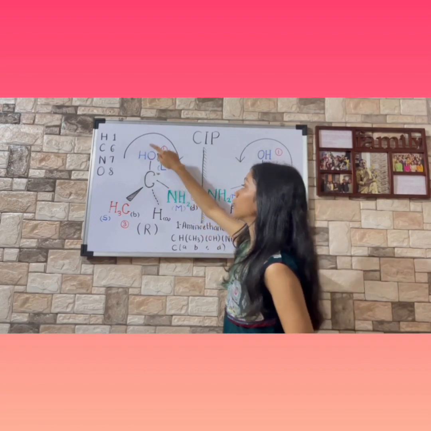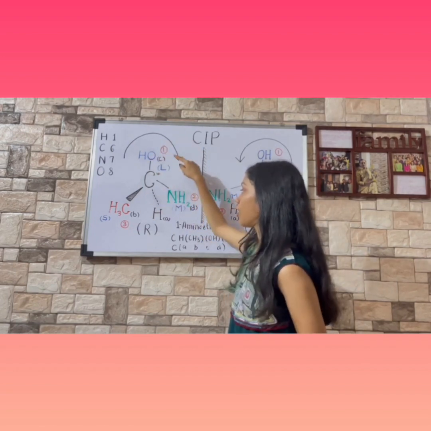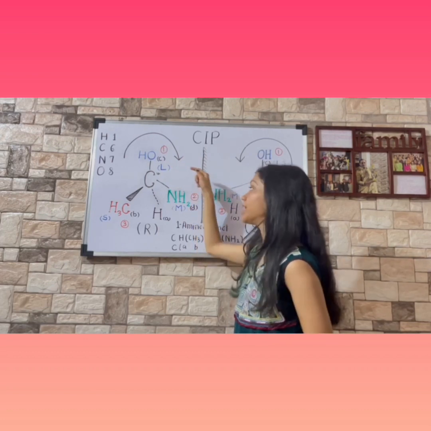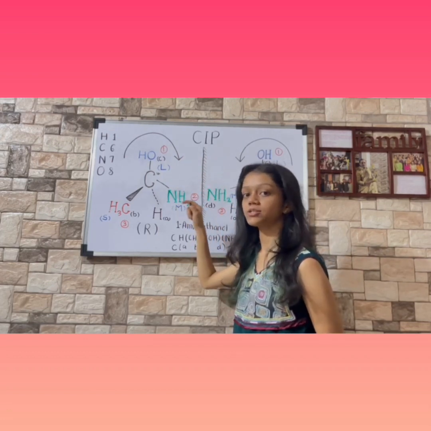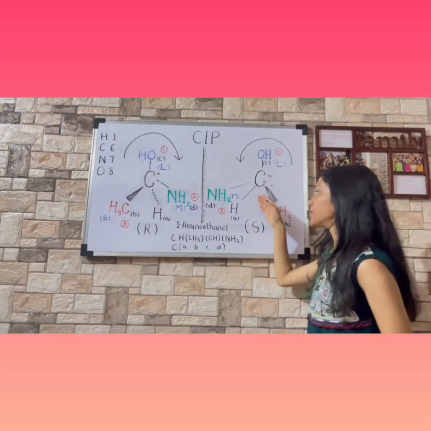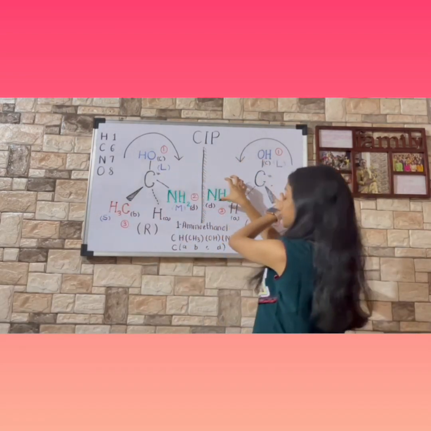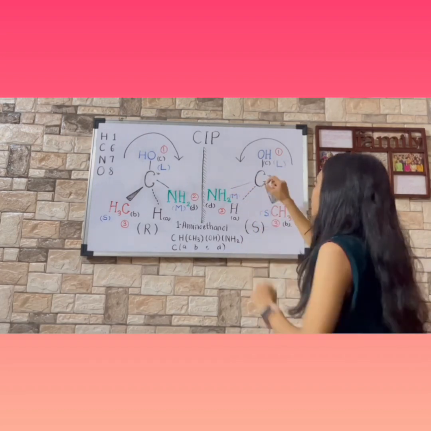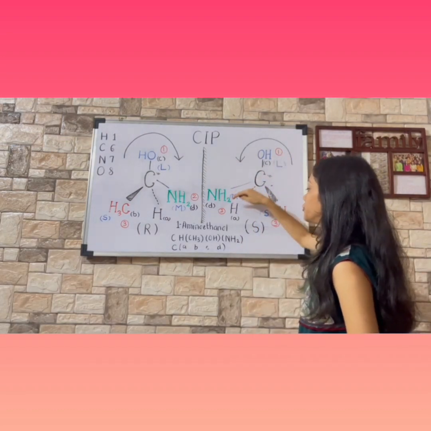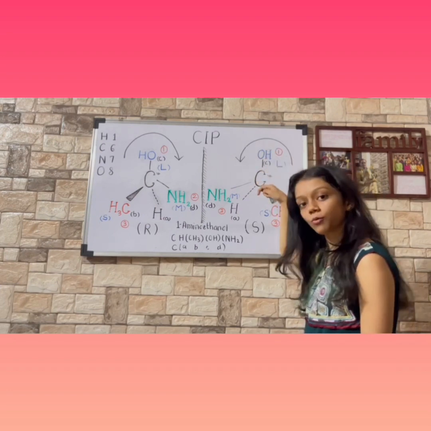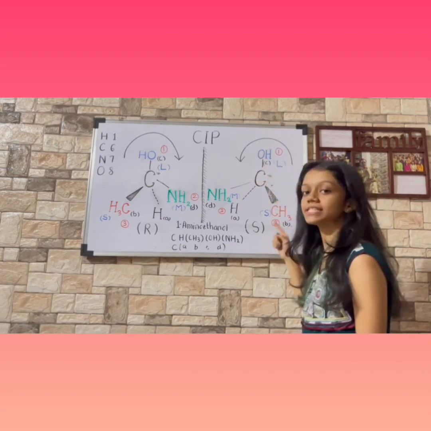On drawing an arrow from 1 to 3, L, M, S, as the arrow is moving in a clockwise direction, that is, towards the right, we call it rectus, or R. Moving on to the mirror image, here we can see that there is a change in the position of NH2 and CH3. Now on drawing an arrow from 1 to 3, or L, M and S, as the arrow is moving in an anti-clockwise direction towards the left, we call it sinister, or S.